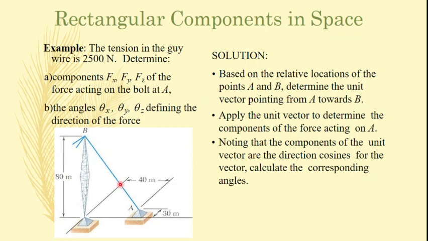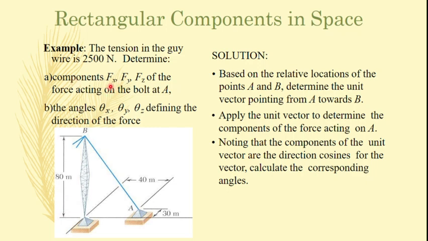After doing this problem, we can get a better understanding of how we can find the angle and how we can represent the force in 3D space. Now, in this problem a tower is here, the height of the tower is 80 meters and it is connected by a wire which is attached at point A, and the tension in the wire is given, that is 2500 Newton.